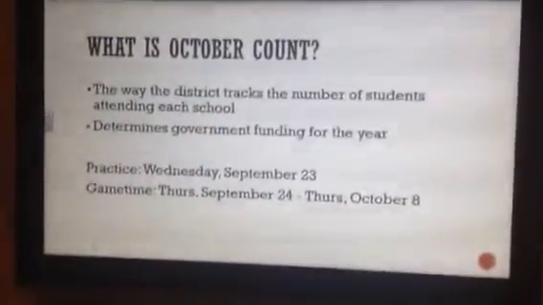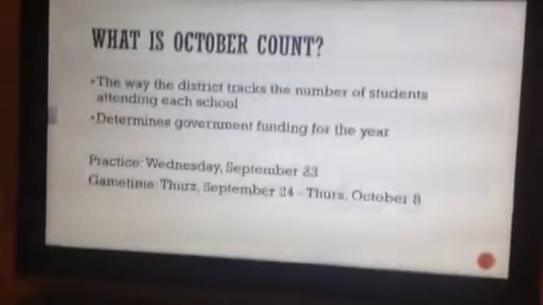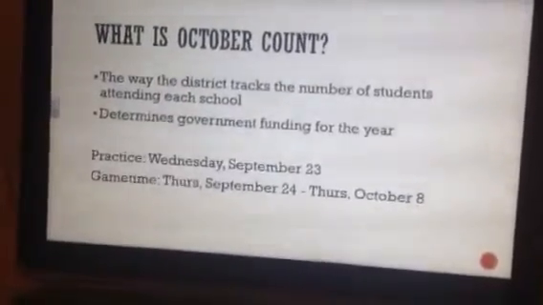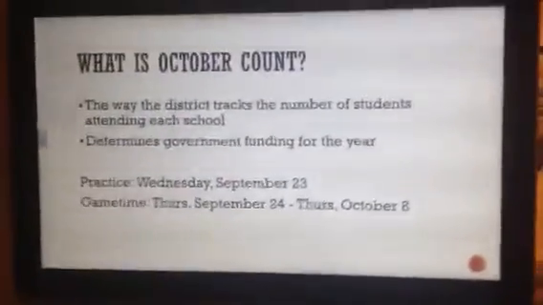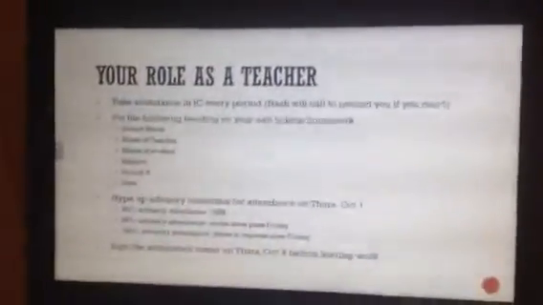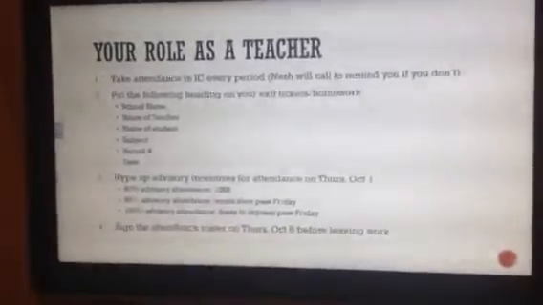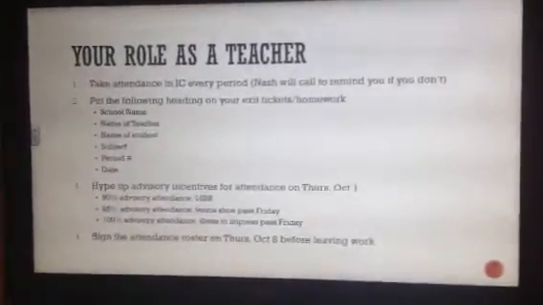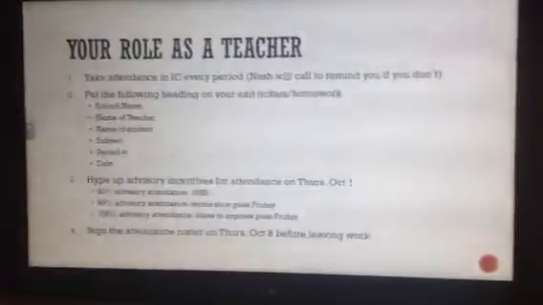And then if a student is there on October 1st, we're good. And if they're not there on October 1st, then we need to be tracking their attendance in other clever ways. So I'm going to go over what your roles are as a teacher. You have 4 roles. The first is to take attendance in IC every period.